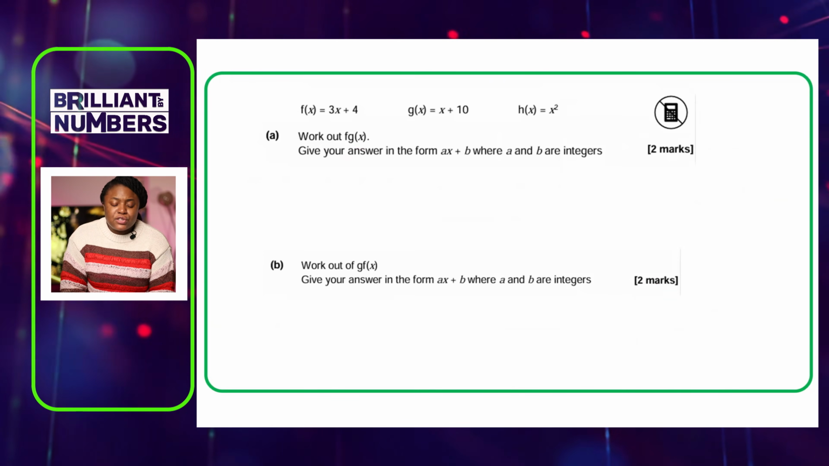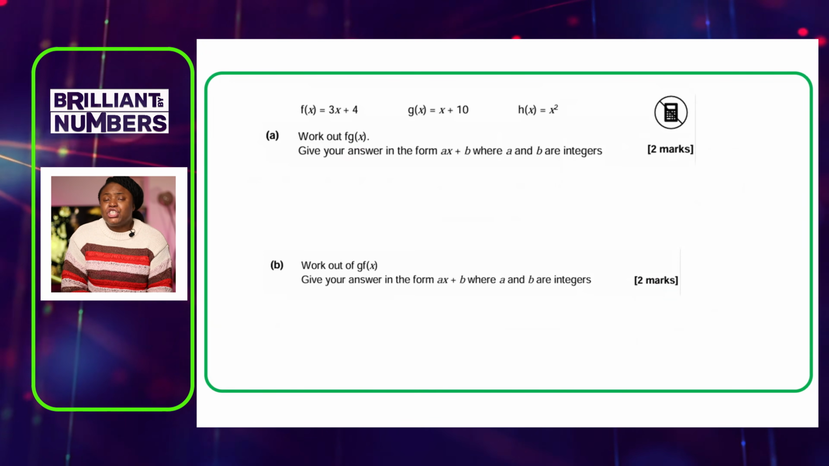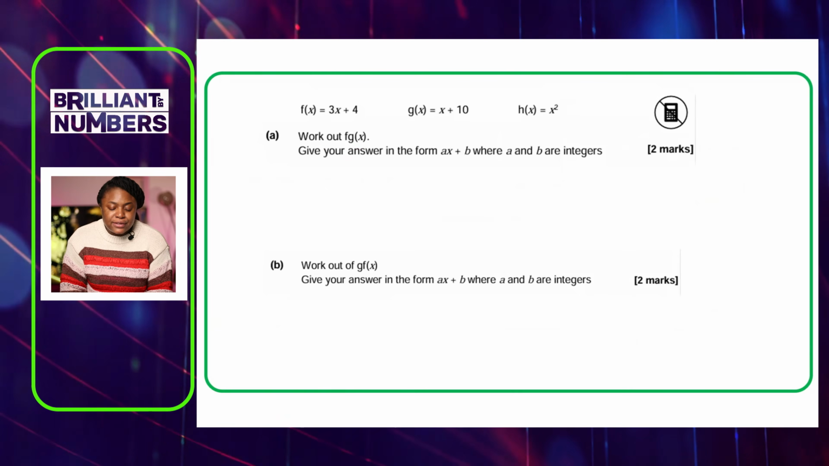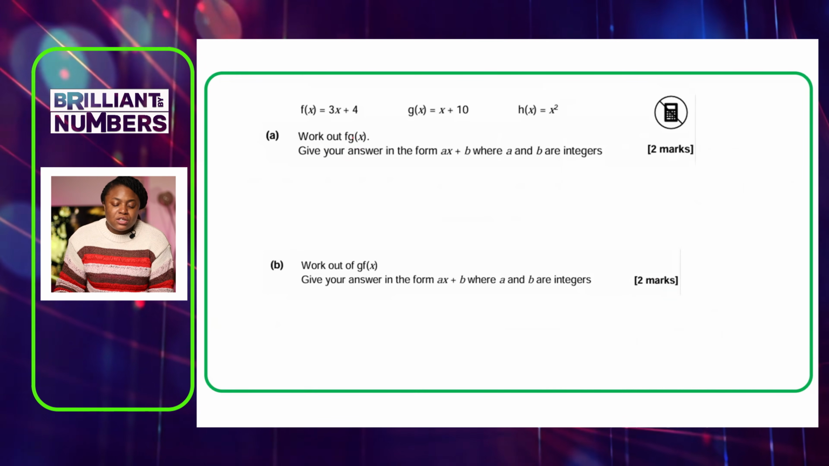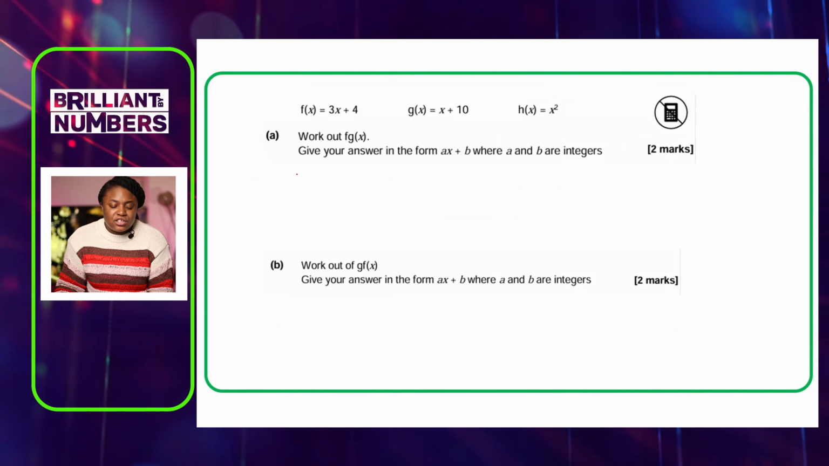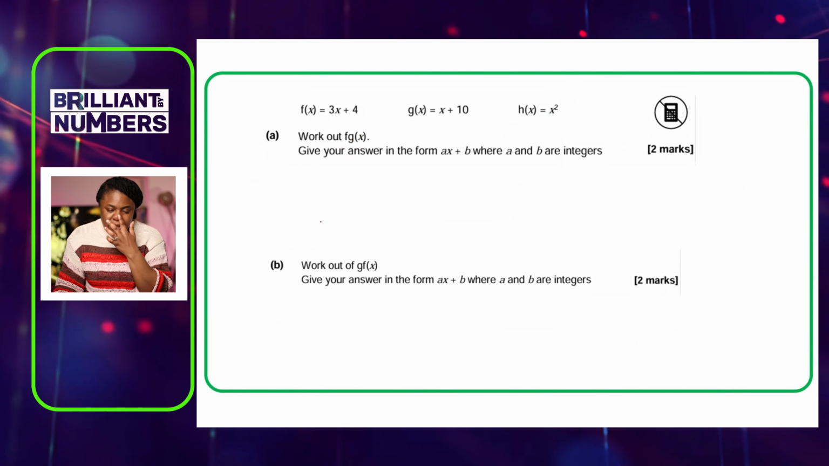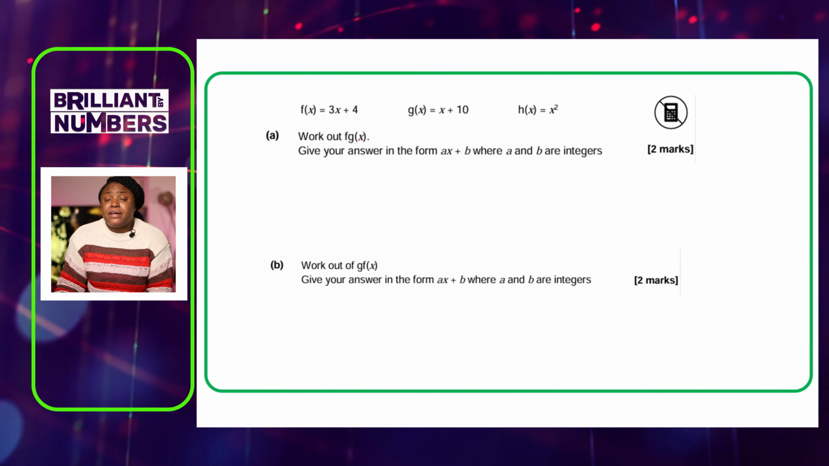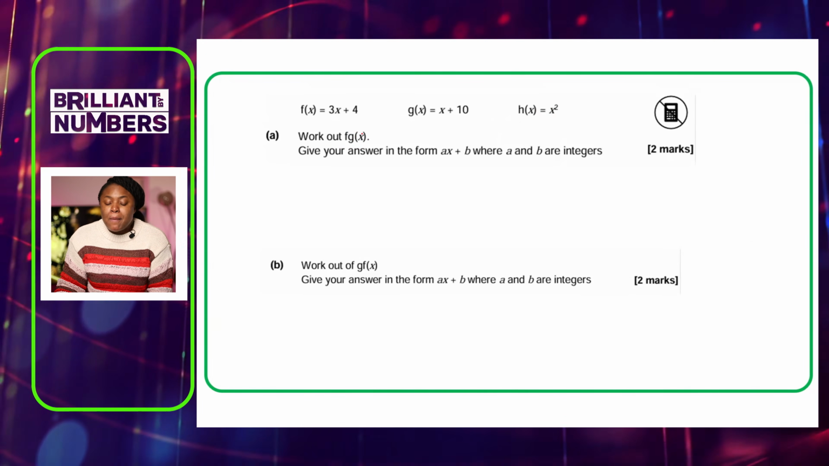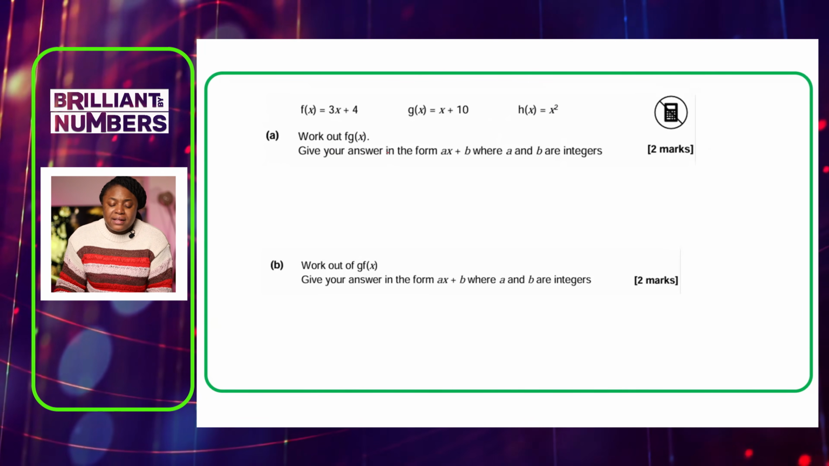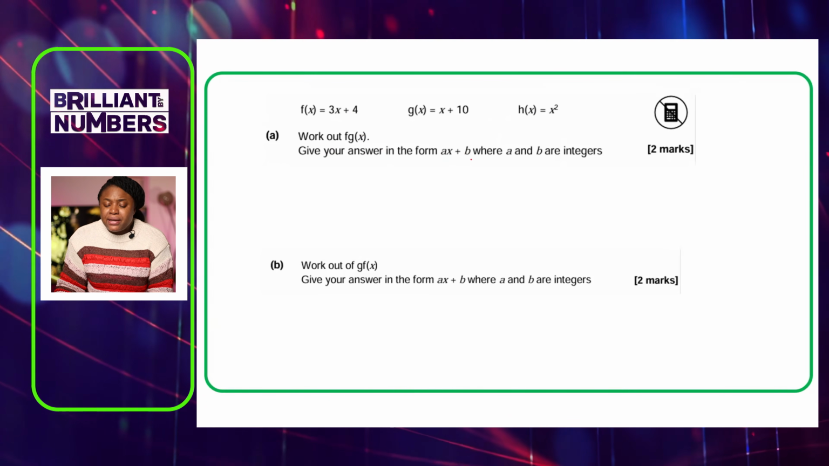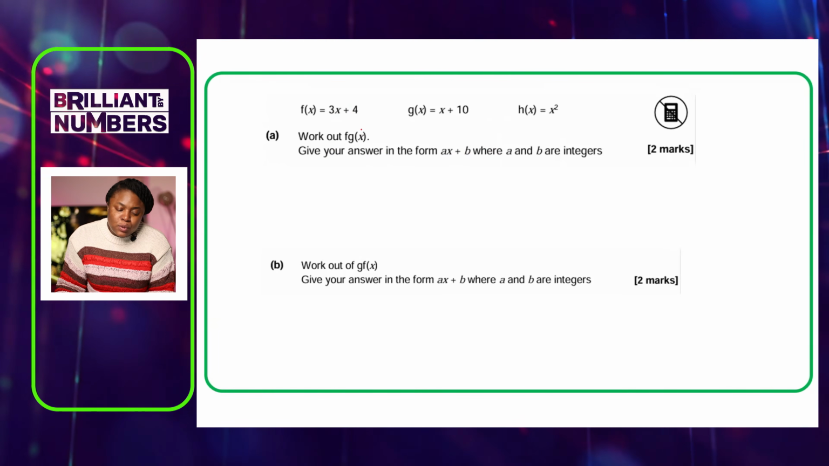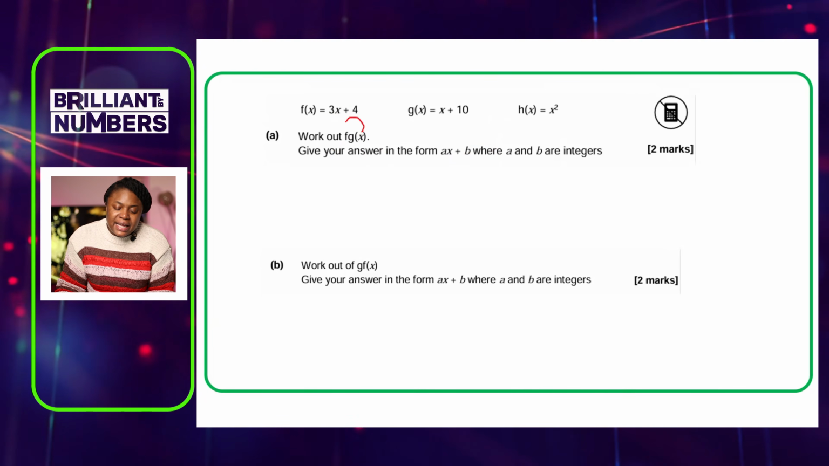So for our next question, we're told f of x is equal to 3x plus 4, g of x is equal to x plus 10, h of x is equal to x squared. So we're asked here to work out, so I haven't put one for h of x, I'll just do 2 questions and you'll get the basic idea here. So we're asked to work out f of g of x. If you notice here, we do not have any numbers. This is composite functions. We're asked to give our answer in the form ax plus b, where a and b are integers.